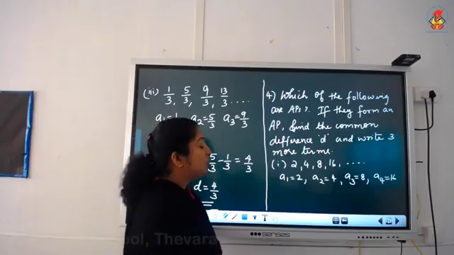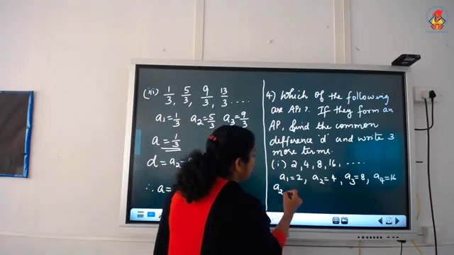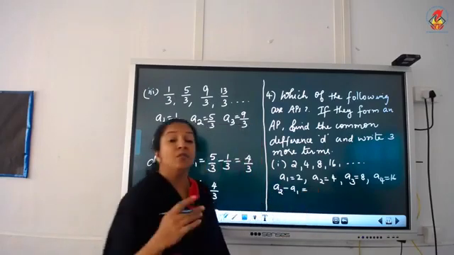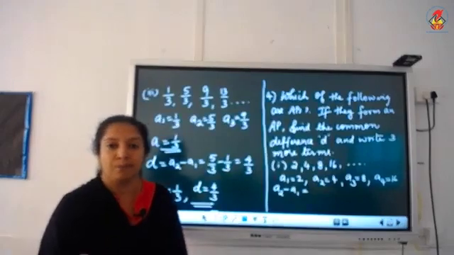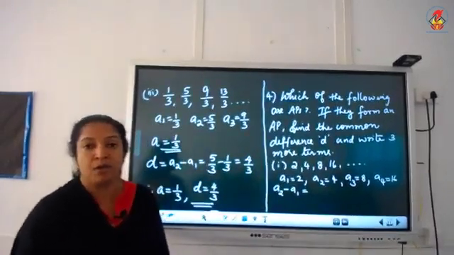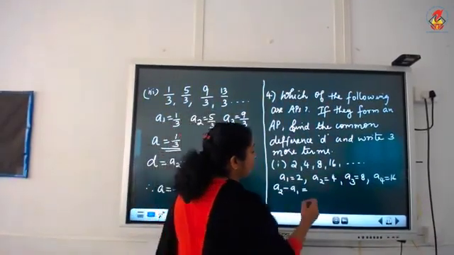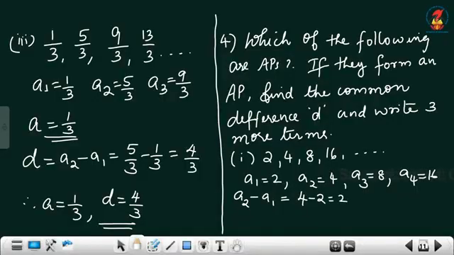So first we have to check whether it forms an AP. For that we have to find A2 minus A1. What you have to check is whether the common difference is same. If it is same, then it forms an AP, otherwise no. So A2 minus A1 is equal to 4 minus 2. It is equal to 2. Then A3 minus A2 is equal to 8 minus 4, which is equal to 4.